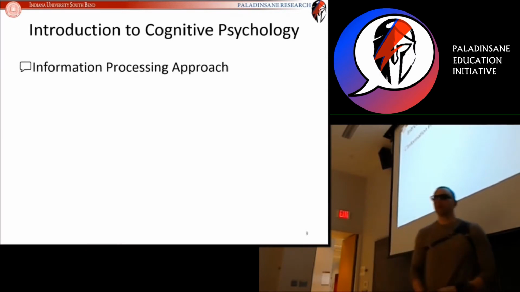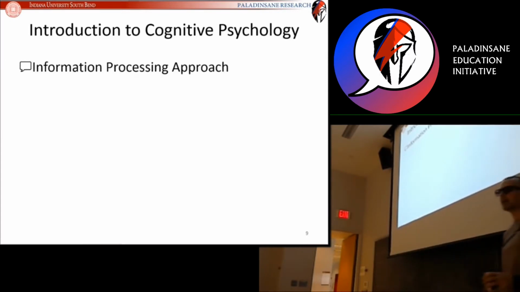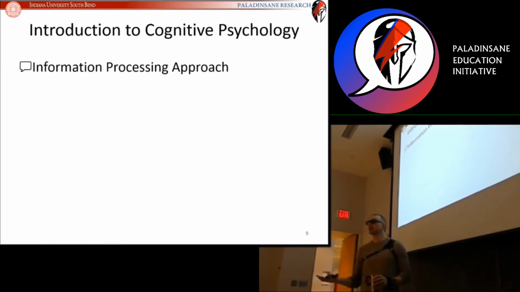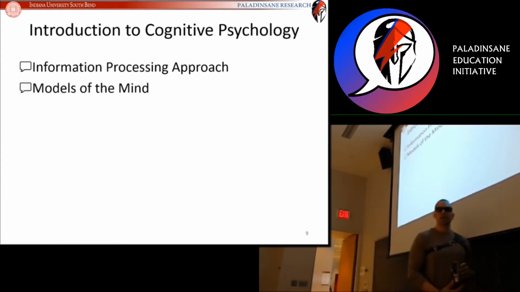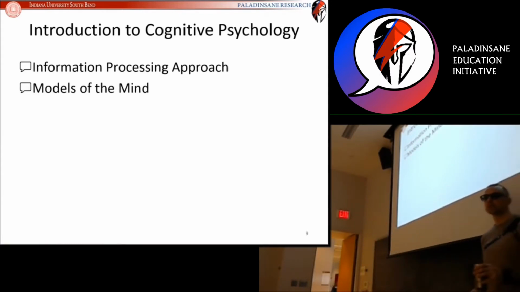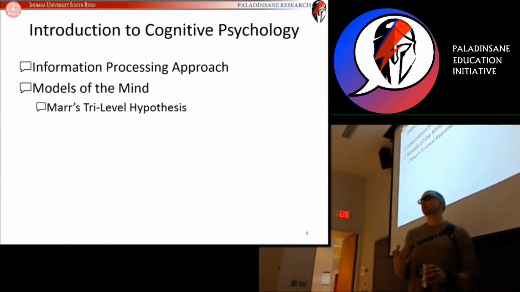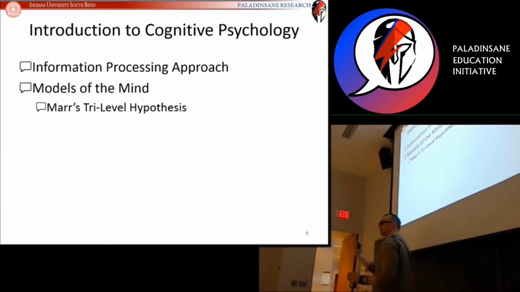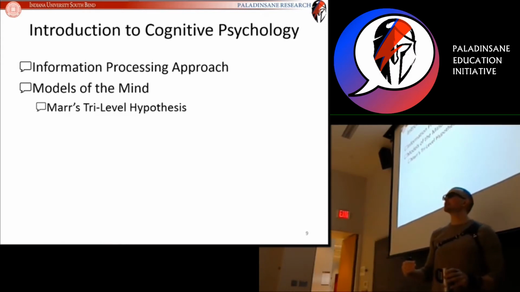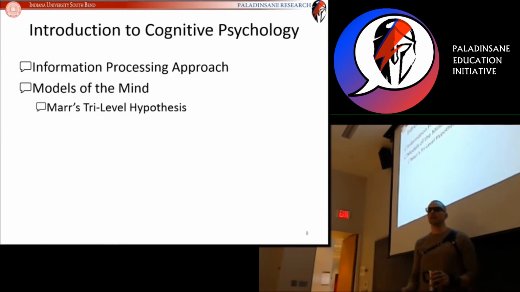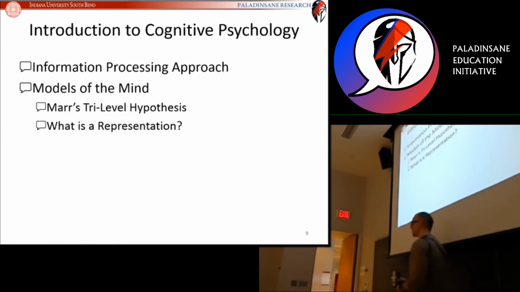So we're going to start off with the very basic fundamental idea that's going to underpin this entire endeavor, which is the information processing approach. We're going to take a look at the need for models of the mind, and we're going to take a look at a very influential idea in terms of understanding anything, which is Marr's tri-level hypothesis. If you understand something, what does it mean to understand it? Marr identified the 3 things you need to know to fully understand any particular thing. So we'll talk about Marr's tri-level hypothesis.